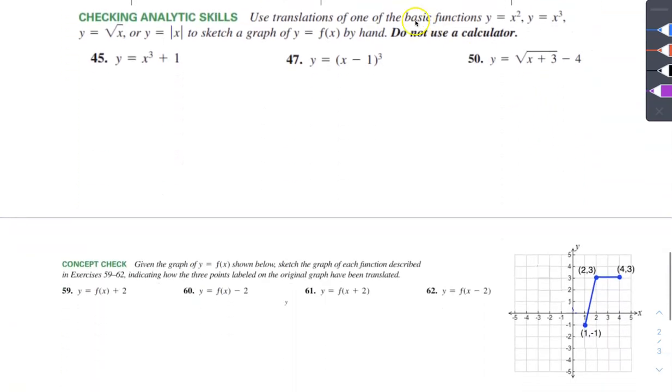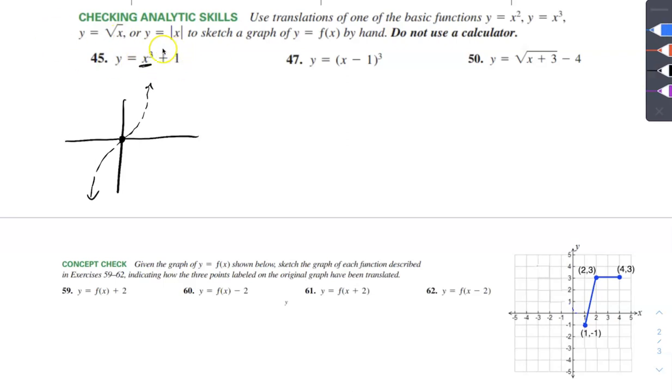Use translations of the basic functions, so you can see the basic functions here, to sketch these by hand. So you want to sketch these by hand, kind of like we did earlier in the example. This is to show you guys, you don't have to do this. I'm going to show the basic x cubed graph. That looks like this. That's what a basic x cubed graph looks like.